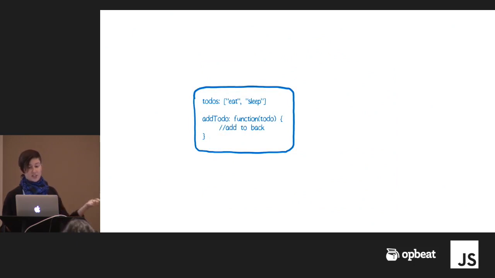Imagine that you're developing a to-do application, and this is your to-do list object. So you've added a few to-dos, eat, sleep, and you want to change the way that you're adding the to-dos because you've realized that as they are added to the bottom of the list, it's kind of hard to tell that you're adding new to-dos. You want to add them to the top of the list so that people can see the new to-do as it's coming in.